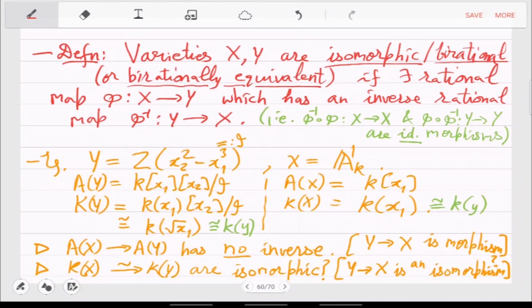And so in this it was correct that the curve Y is birational to the affine line. That is correct because the function fields are isomorphic. But do you know what the morphism is at the level of points? So what is this map phi? A point on X will just be a single coordinate, and on Y it will be two coordinates. How do you expand this 1 to 2?